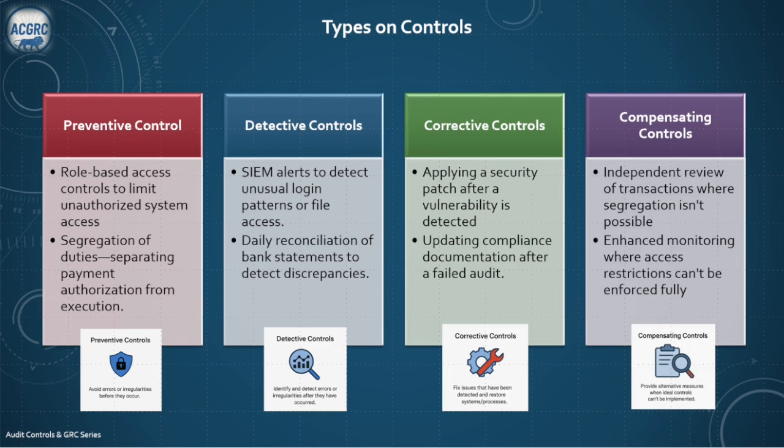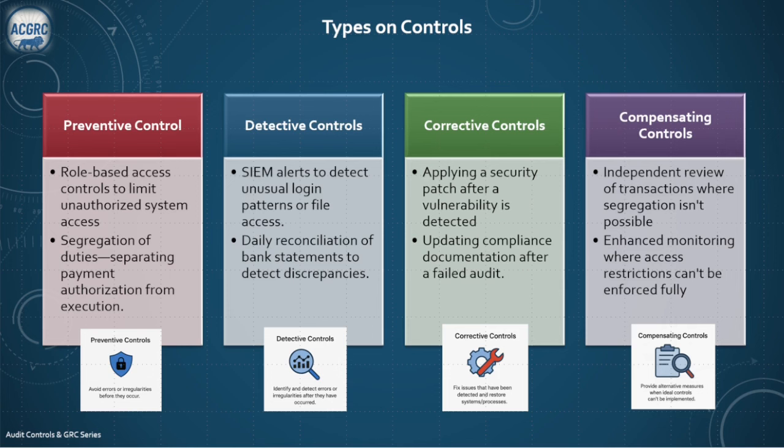That's a detective control. The other alternative example would be the daily reconciliation of bank statements to detect any gaps. This is something which an operations guy, a banker who is doing the reconciliation on a daily basis or end of day, would be able to relate to. A detective control identifies and detects errors or irregularities after they have occurred. That's the difference between preventive and detective. Preventive is preventing something from happening. Detective is identifying when something has occurred.